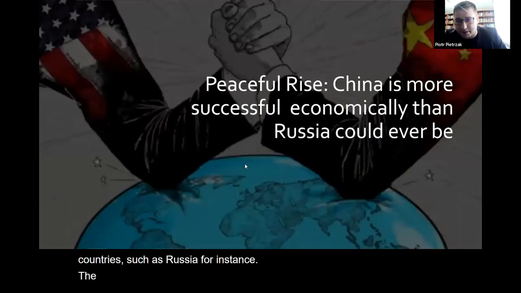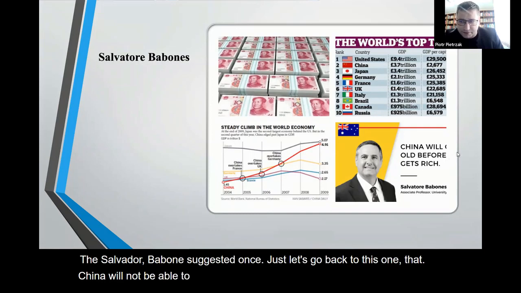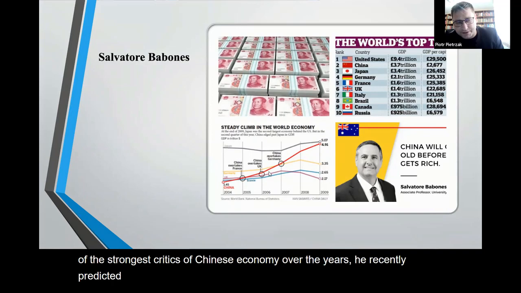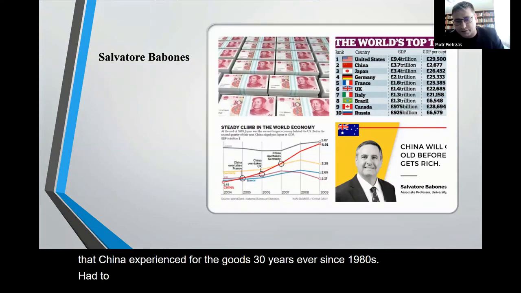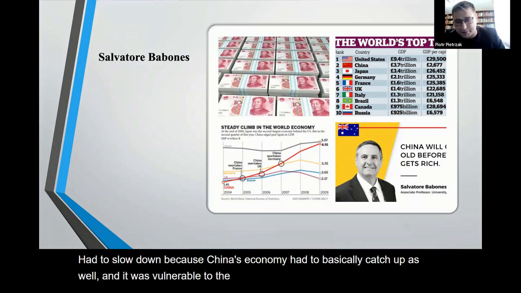Salvador Babones suggested once, let's go back to this one, that China will not be able to get rich before it gets old. Babones is one of the strongest critics of the Chinese economy over the years. He predicted a couple of years ago that China's two-digit GDP growth, which it experienced for a good 30 years since the 1980s, had to slow down because China's economy had to catch up, and it was vulnerable to the global economic crisis of 2008.